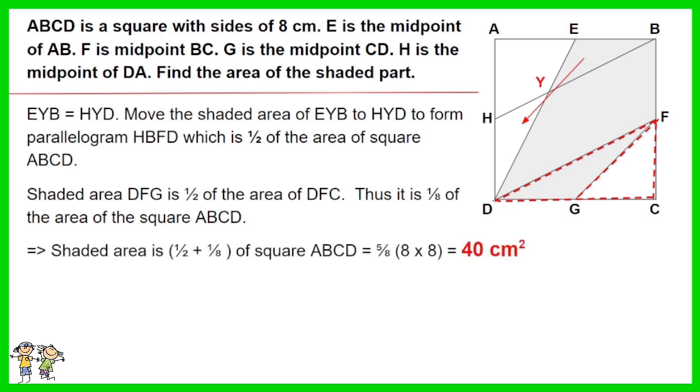As such, the shaded area is half of ABCD plus 1/8 of ABCD, which is 5 over 8 times 8 times 8. The answer is 40 centimeters squared.